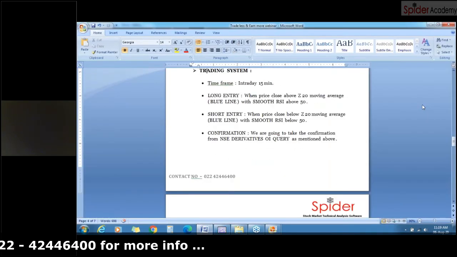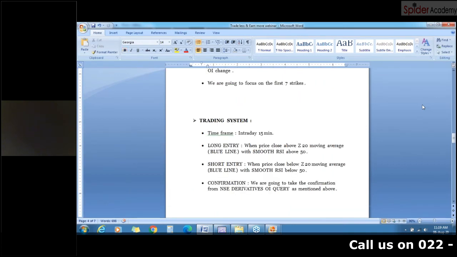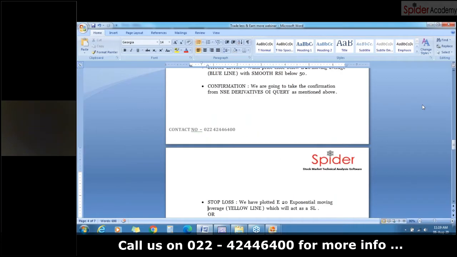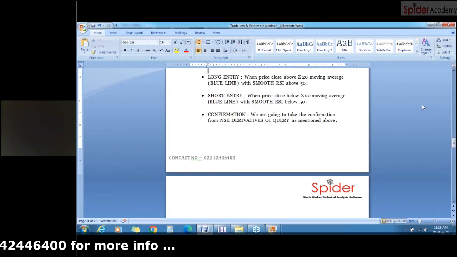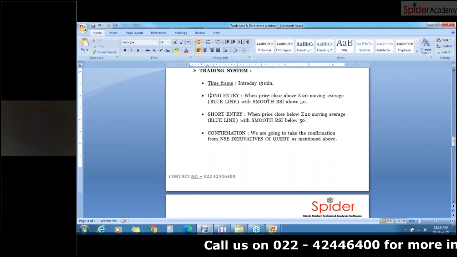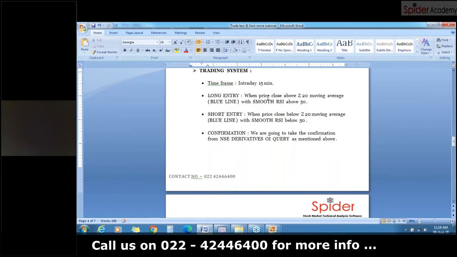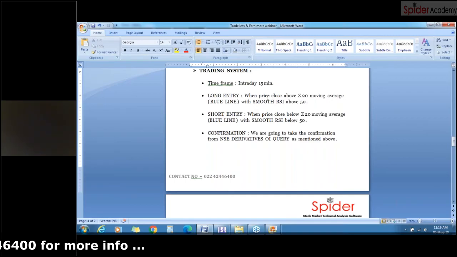Okay, so I will start with this trading system again. In this trading system, we will be looking at the intraday 15 minutes time frame. We will go for the long entry when prices close above the 20 moving average, which is the blue line, with smooth RSI above 50. And we will go for the short entry when prices close below the 20 moving average with smooth RSI below 50.